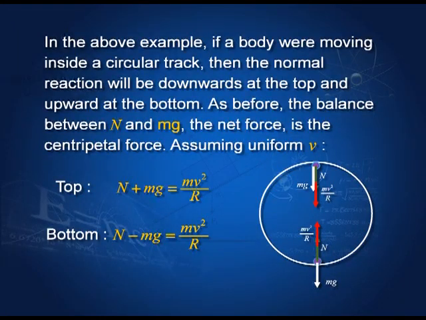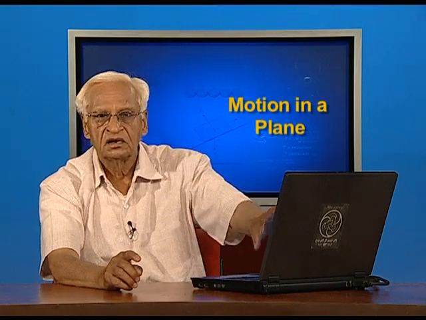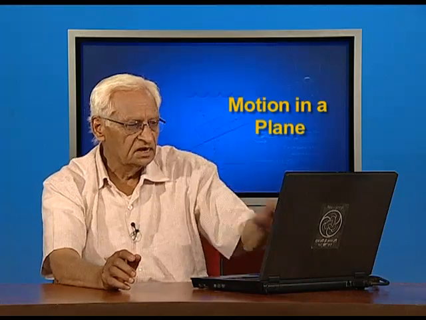You see, here we have an object which is moving inside a circular track. When an object moves on a surface, it experiences the normal reaction. So, the normal reaction at the top is downwards, the weight is also downwards, and the centripetal force is also downwards. At the bottom, the weight remains downwards, but the normal reaction is now upwards and the centripetal force also is now upwards.